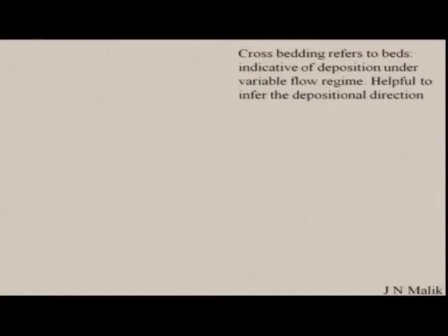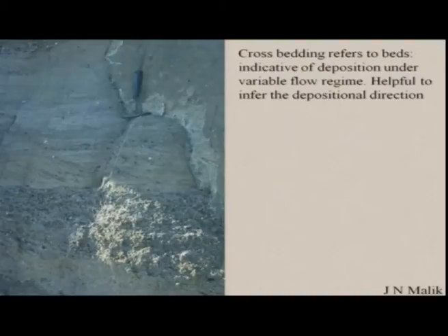Cross bedding refers to beds indicating deposition under a variable flow regime, and it helps in identifying the direction in which they were deposited. For example, these are the cross stratifications here. We have this inclination here, so we can say that deposition took place in this direction, so the flow was in this direction.